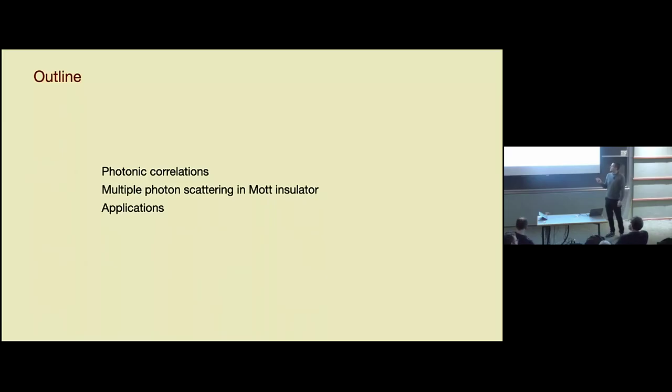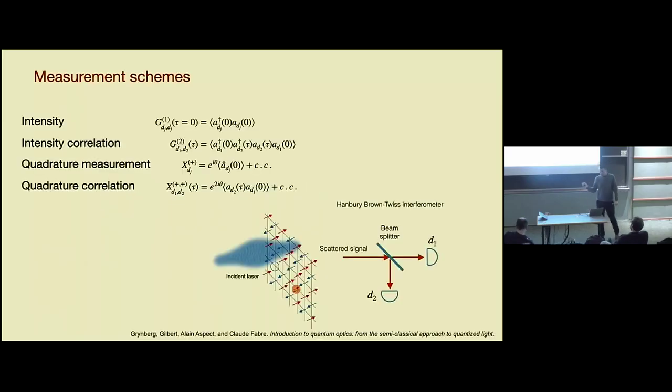Then I will describe multiple photon scattering in a Mott insulator, and then I'll proceed to the applications. So in my talk, I'm going to be interested in these four correlation functions. All of them can be measured by a so-called Hanbury Brown and Twiss interferometer, or some minor modifications. Here, the scattered signal from the material is split into two arms of this interferometer using a beam splitter, and then they're supplemented by two detectors.